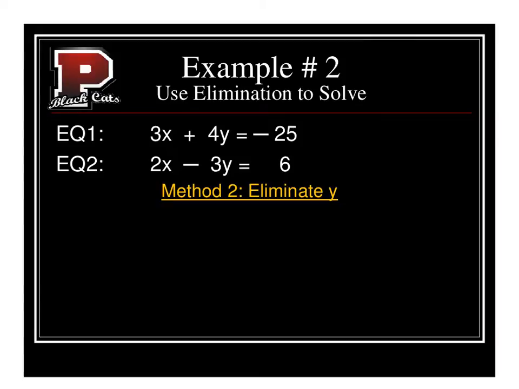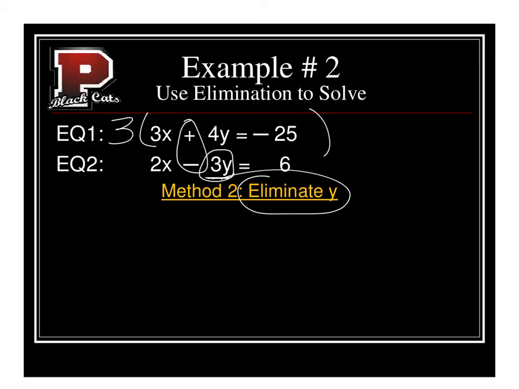Alright, now we're going to solve that same system of equations, but this time we're going to eliminate y. And this is what I would have done first, because if you'll notice, my y's already have opposite signs, so all I have to do is create the same number. So I'm going to take equation 1 and multiply it by the coefficient of y in the second equation, and I'm going to take equation 2 and multiply it by the coefficient of y in the first equation.